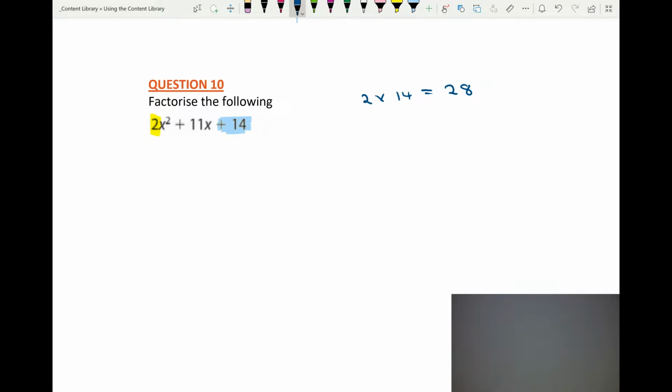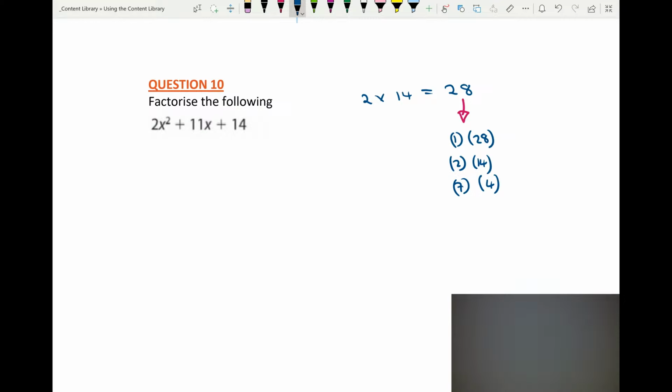Next step, I'm now going to find the factors of 28. The factors are numbers that multiply to 28. So I could have 1 multiplied by 28. I could have 2 multiplied by 14. What else could I have? 7 multiplied by 4. Now, I could also have the negative ones. I could have minus 1 by minus 28, minus 2 by minus 14, minus 7 by minus 4.